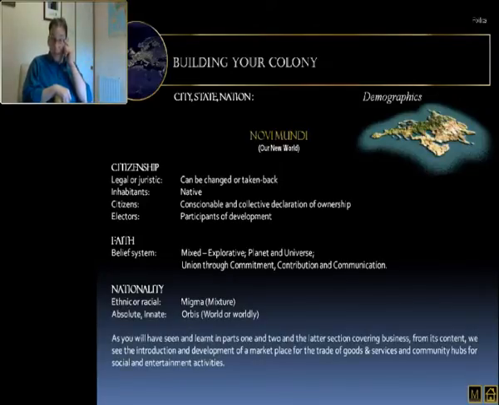As you'll have seen and learned in parts 1 and 2 and the latter sections covering business, from its content we see the introduction and development of a marketplace for the trade of goods and services and community hubs for social and entertainment activities. So effectively what we're doing is time jumping, so as not to drag this out too much for you. Already we've got a head full of ideas, we've found a plot of land, and we've now structured citizenship, how that's going to work, how people are going to be represented, and how people are going to appear to others, the generalized faith of the land, it's mixed, explorative, and then nationality.